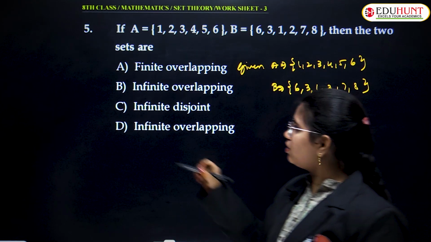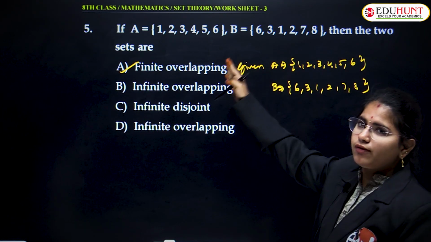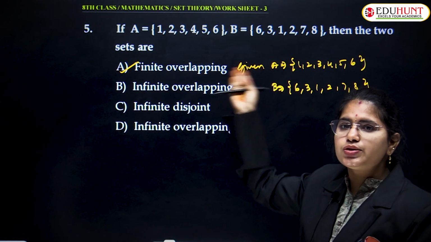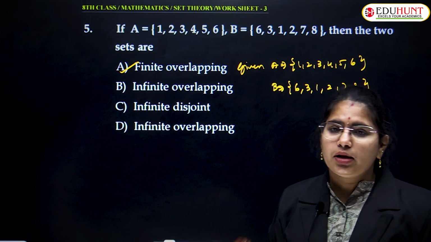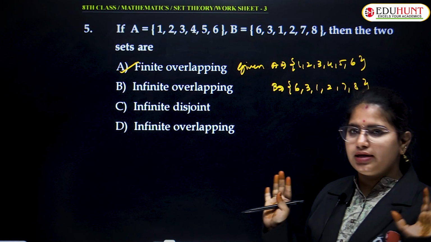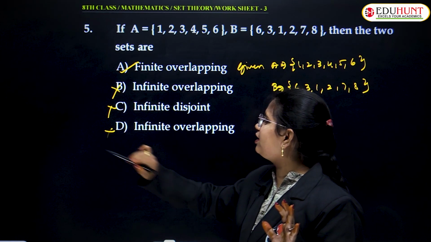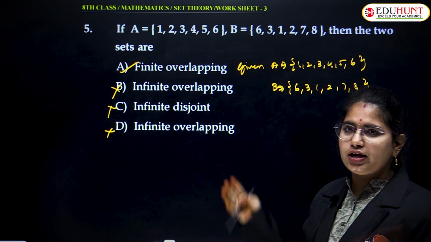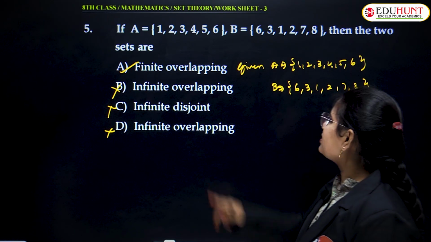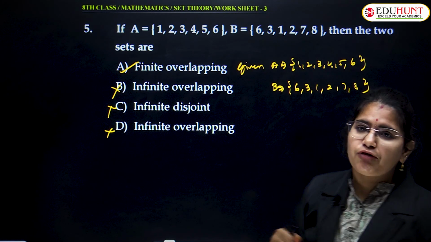Let us check with the option verification. Let me go with finite overlapping. First of all, both of these are finite sets because we are able to predict how many elements are there. So both are finite sets, correct? So from that, options B, C and D are eliminated. It's a very simple logic, right? Because infinite will not come, as both are absolutely finite sets.